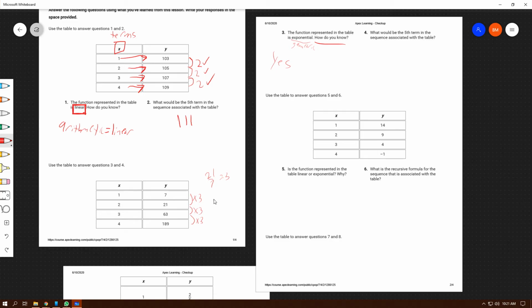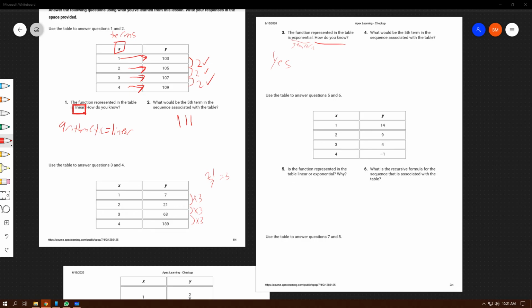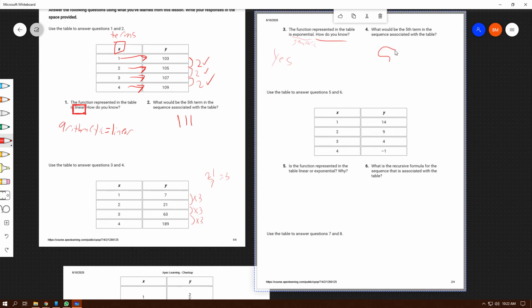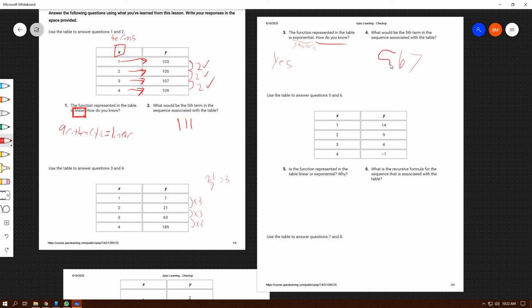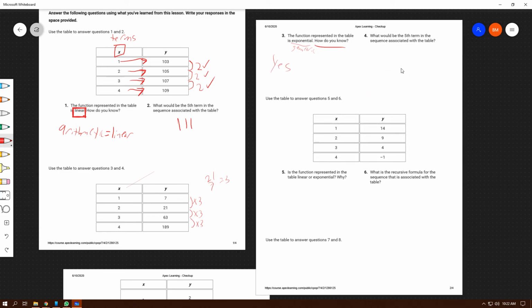And how do I know? Because it has a consistent common ratio. The same number is being multiplied each time. So what would the fifth term of the sequence be? I'm going to take the fourth term, 189, and multiply it by 3. So I just multiply the fourth term by 3, and that will give me 567. It's kind of ugly, but it's fun. I just took 189 multiplied by 3, which is my common ratio.